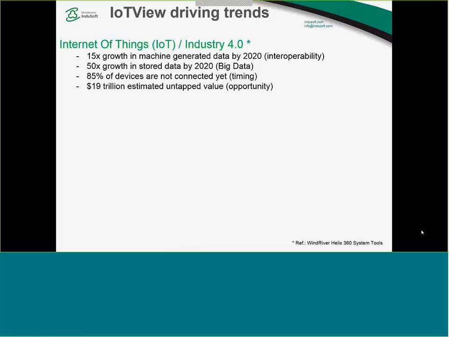So here we have some driving trends for this market. One of the most important: a 15 times growth is expected in machine-generated data by 2020. So we're going to be seeing a big interoperability between machines. And with all these new machines connected, you'll be seeing way more data being stored. So it's expected a 15 times growth in the stored data by 2020. It's what a lot of people refer to as the buzzword big data nowadays.